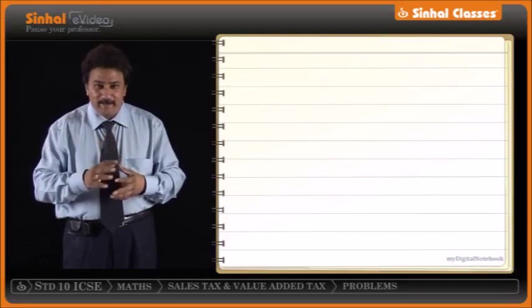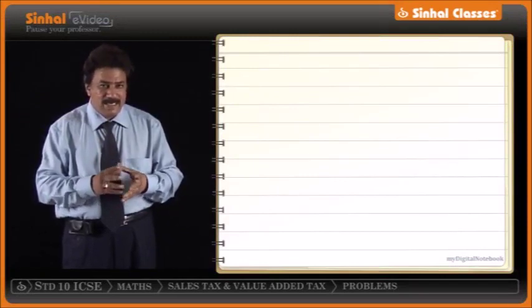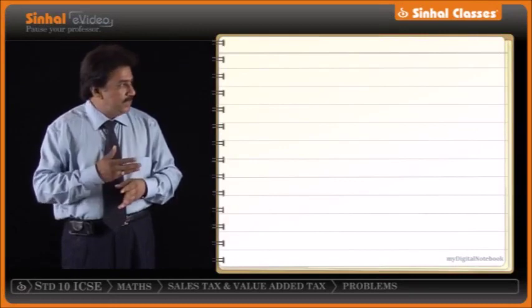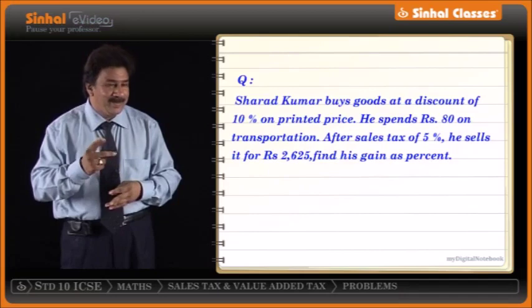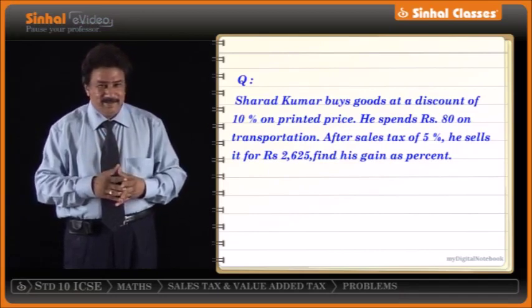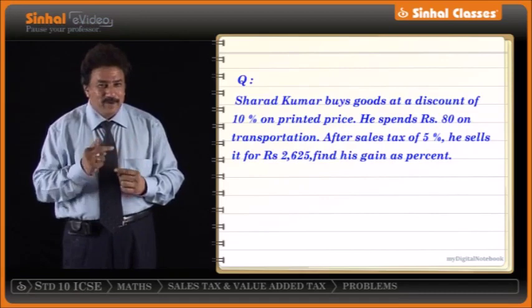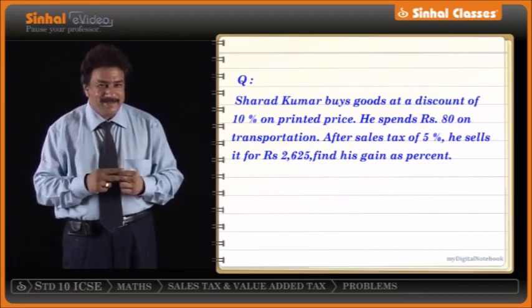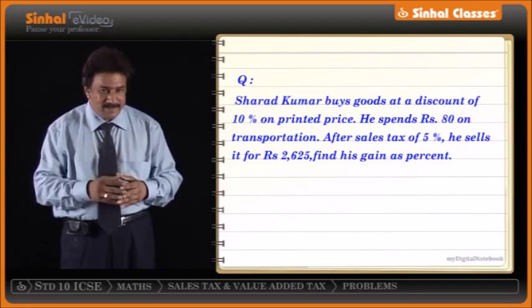Picking up our next important sum in the same chapter of sale tax. Let's read the sum. Sharad Kumar buys goods at a discount of 10% on the printed price. Now in this sum, the printed price is not given. So my first job is to find the printed price, because without finding the printed price, I cannot find the cost price.